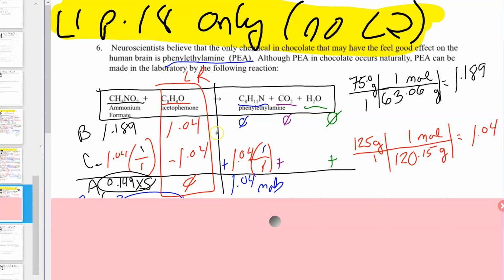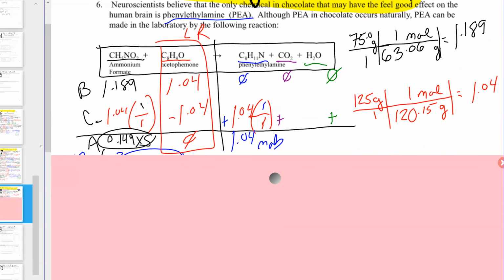And then they really want to know about the PEA. They didn't ask anything about the CO2 or H2O. So PEA, I'm creating 1.04 times the ratio, which is 1.0, which is 1 to 1. So this is how many moles I've made of PEA. That's all the BCA table stuff. Now let's look at the analysis questions.